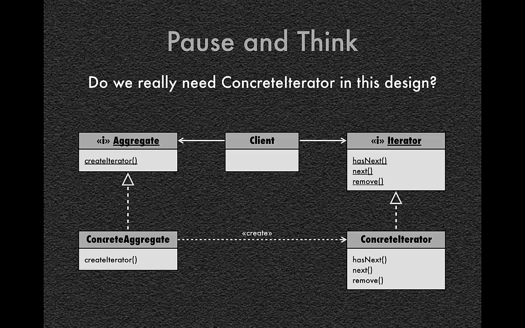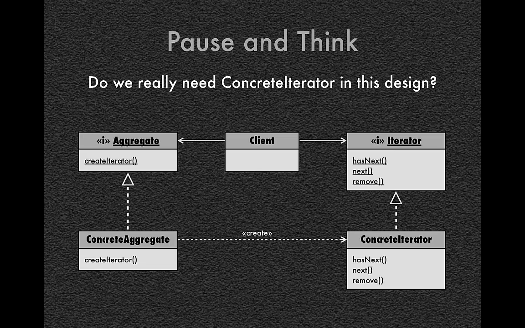Ready? The answer is that we certainly don't need it. There's nothing stopping us from implementing hasNext, next, and remove in the concrete collection class. In fact, Java's iterators fully support this.